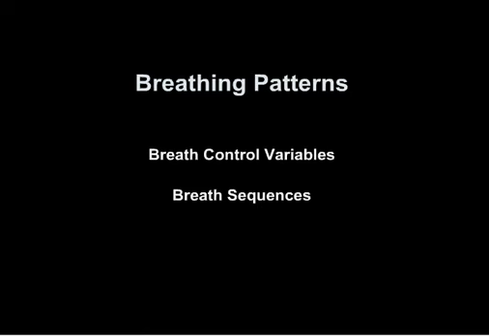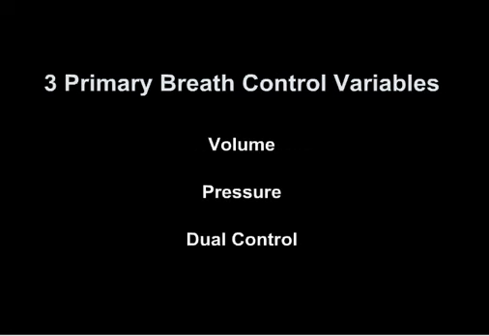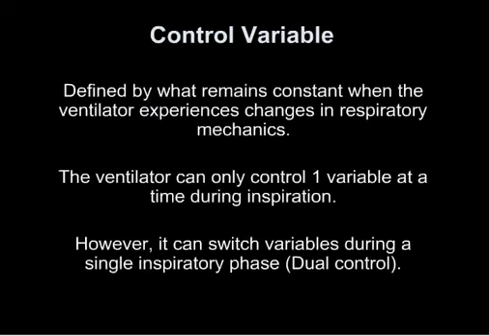One is breath control variables and the other is breath sequences. Here's just a little review. There are three primary breath control variables: volume, pressure, and dual control. The control variable is defined by what remains constant when the ventilator experiences changes in the respiratory system. The ventilator can only control one variable at a time during inspiration. However, it can switch variables during a single inspiratory phase.